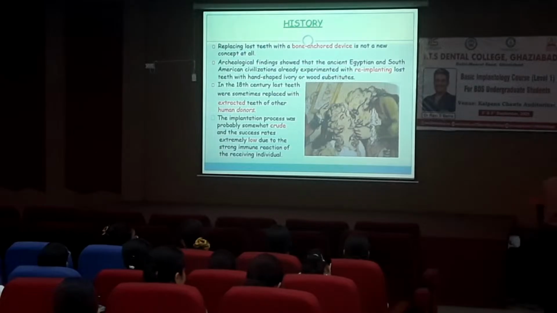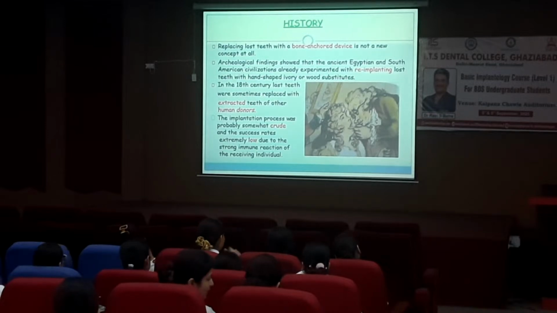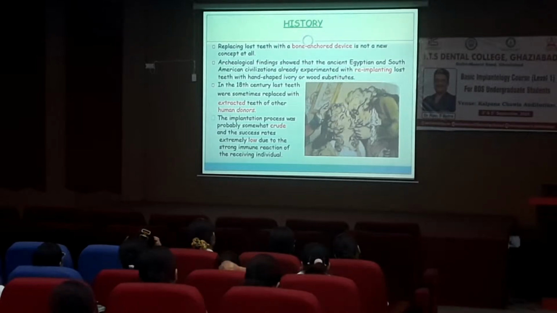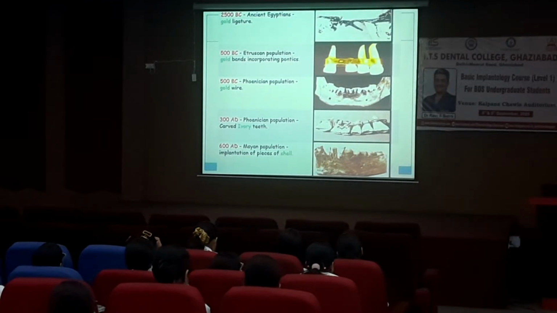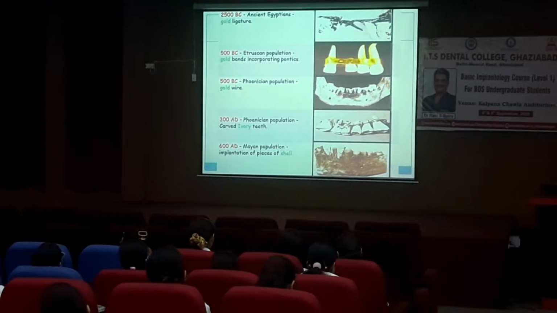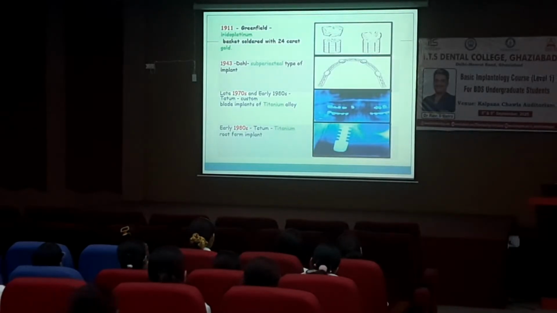This is the history we already discussed. There is a long history. Some people used extracted teeth from other human donors, but the main disadvantage is an extremely low rate of success due to the strong immune reaction. In 2500 BC, some people used ligature wire for missing tooth rehabilitation. In 600 AD, the Mayan population used pieces of shell in place of missing teeth. Then the subperiosteal type of implant was given.